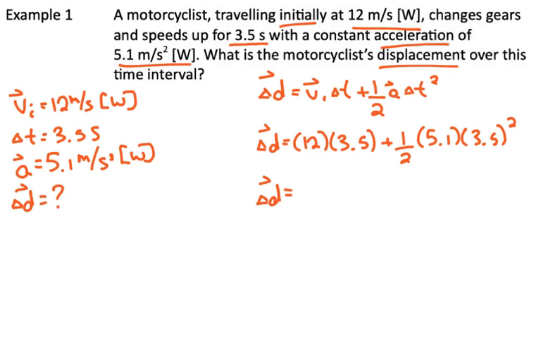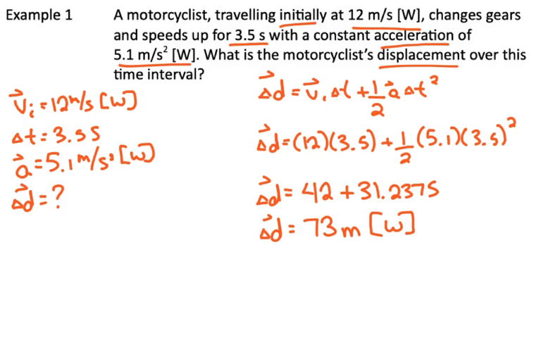We can do 12 times 3.5 gives us 42. We can work out the next term to get 31.2375. Adding those together and going to 2 sig figs, every piece of information we got was 2 sig figs, would give us 73. Displacement is measured in meters, and because it is a vector, we have initial speed to the west, acceleration to the west. Displacement will also be to the west.